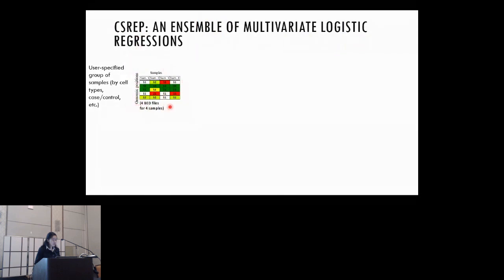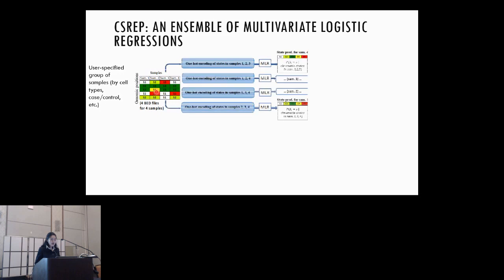This is an example input data where each row corresponds to a genomic position. Each column corresponds to a different sample. In the cells, the color of the cells is showing the chromatin state. At its core, CS-REP is an ensemble of multivariate logistic regression classifiers, where each classifier is trained to predict the chromatin state in a sample using the input data of chromatin state annotation in the remaining samples. For example, this top classifier right here is trying to predict the chromatin state annotation in sample 4 using data from samples 1, 2, and 3.